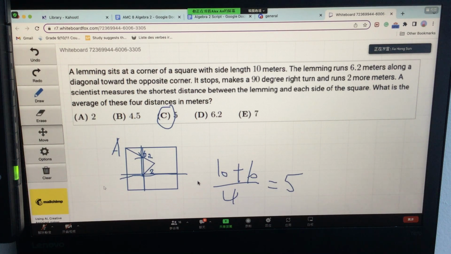And I would like Alex to present his thoughts about this.